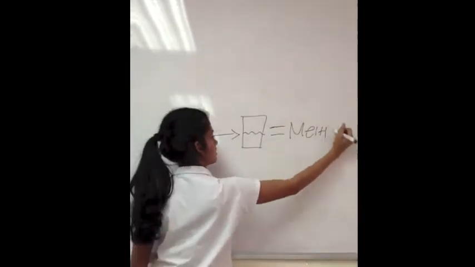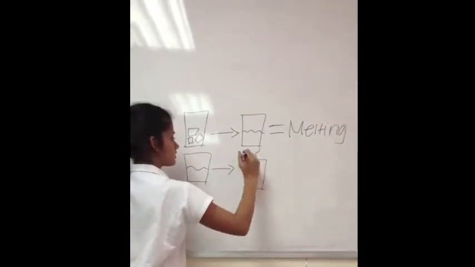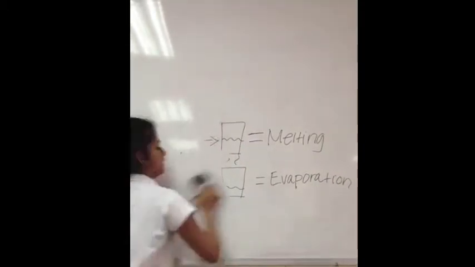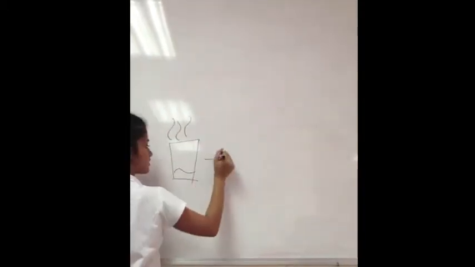Moving on to changes of state. The process of solid to liquid is called melting. Liquid to gas is called evaporation. For example, ice to water and water to steam.